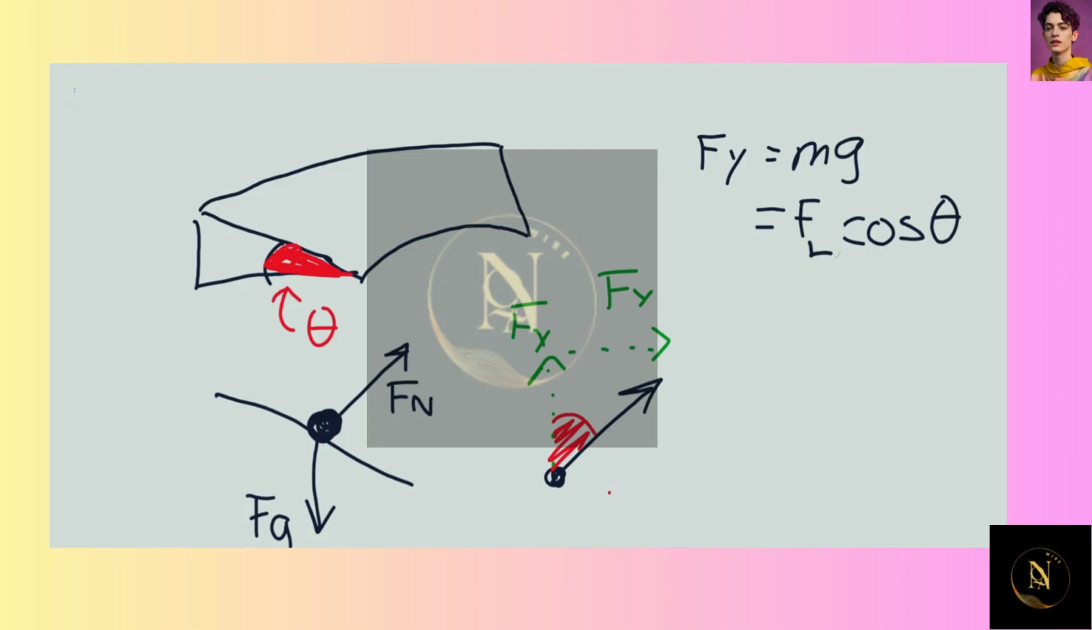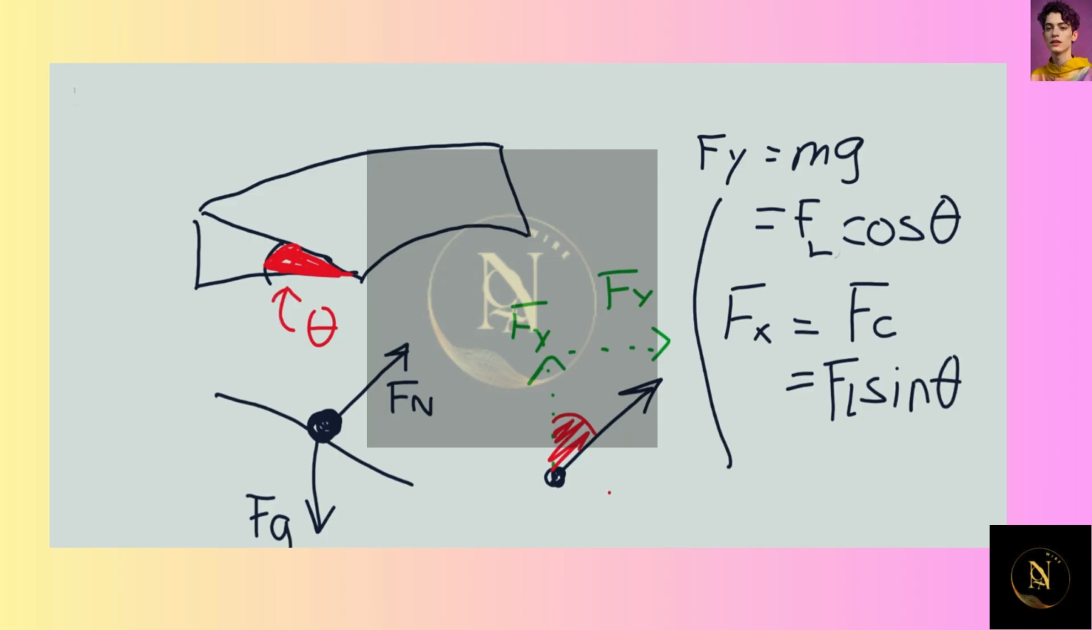Now, our x component is pointing straight inward towards the center of our circular motion, so it must be equal to the centripetal force. And based on the trigonometry of our problem, it is also equal to FL sine theta. Now, we can solve for the lifting force itself in terms of mg based on our y component. It must be mg divided by cos theta.